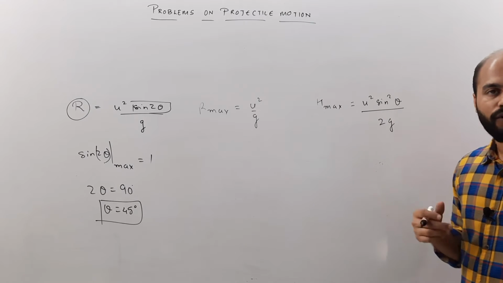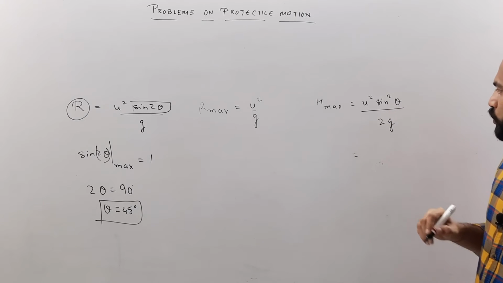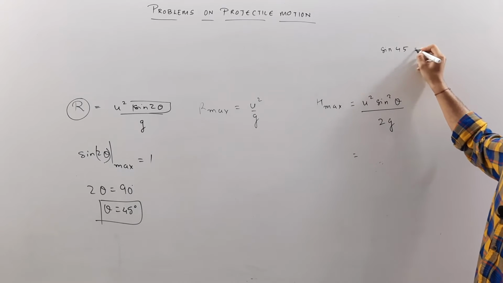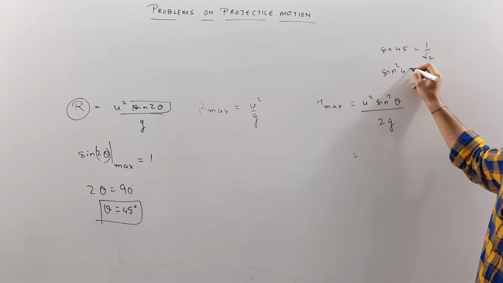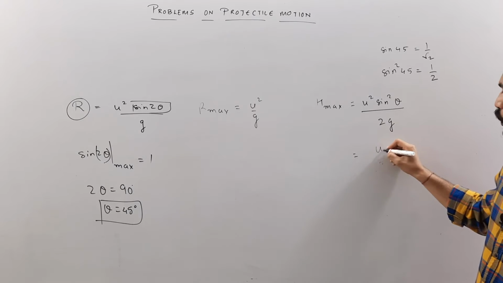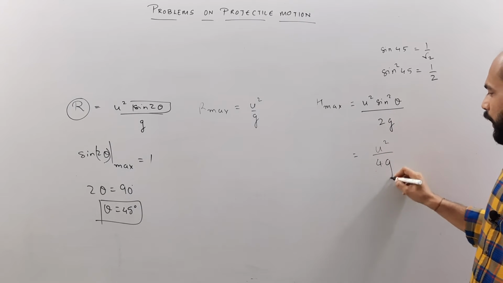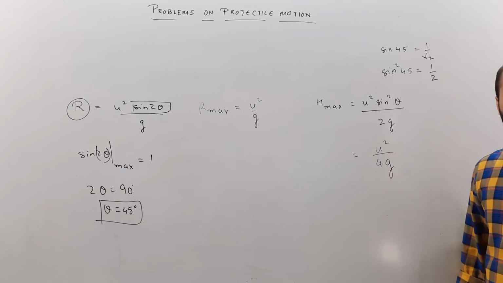So at theta equals 45, what exactly happens? If you apply theta equals 45 here, we know that sine 45 is 1 by root 2. So sine square 45 is going to be half. Square of this is this. So let's put half over here. If you put half, then u square by 2g is already there. So this will multiply and you'll get u square by 4g. So that is going to be the maximum height.